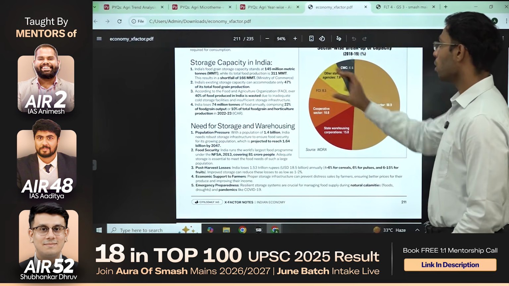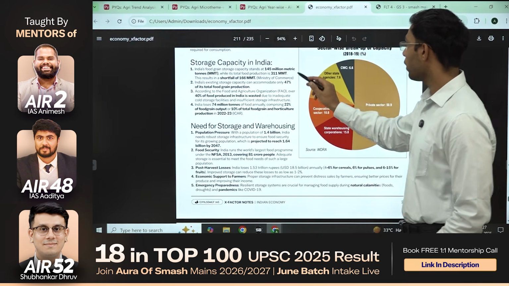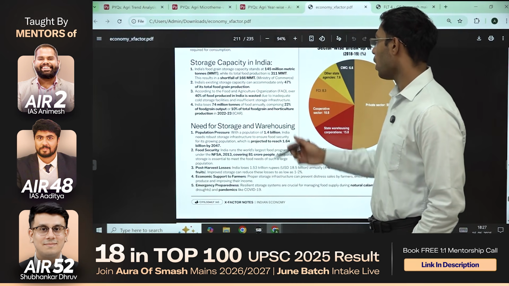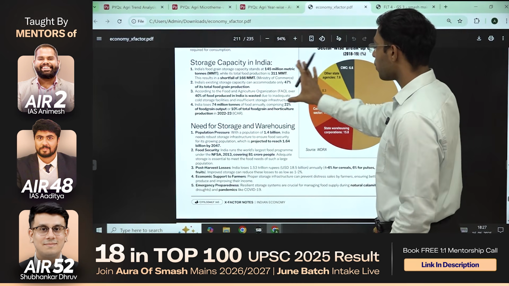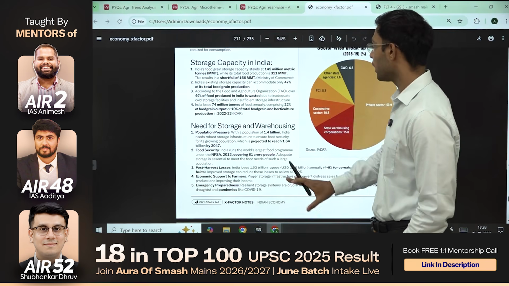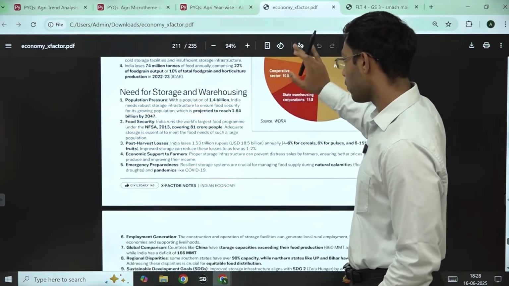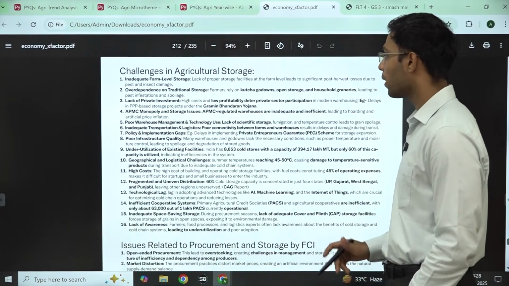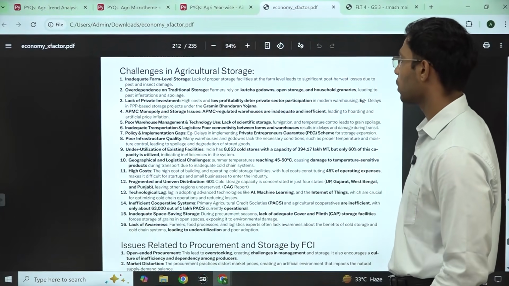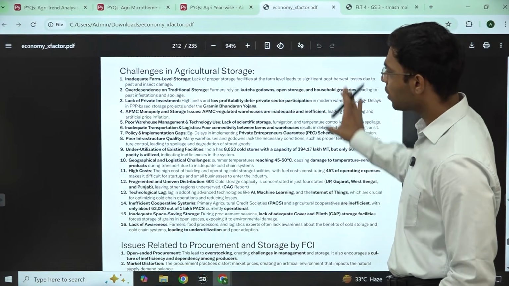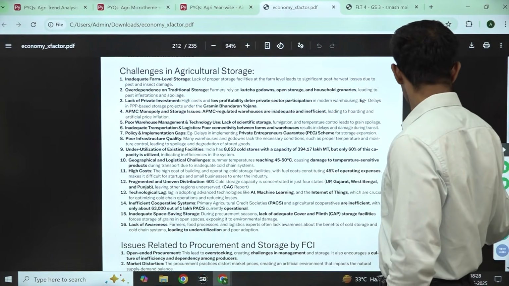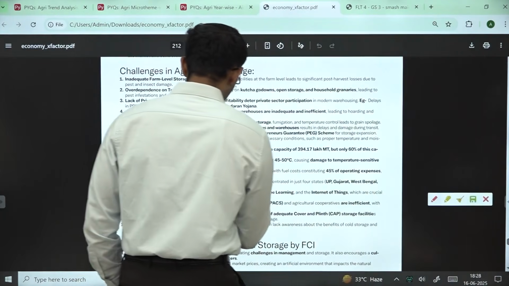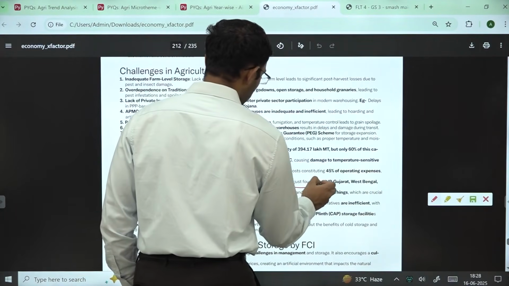So firstly, talk about the capacity. A lot of data and facts are given here. 1.5 million metric tons is the capacity, but production is at 311. So we must memorize these things so that we put them in our arguments, right? Then the need for storage and warehousing. Then this is the analysis part, right? So what are the negatives, the challenges in that? So over-dependence, APMC monopoly. These are the content that you know. But what we must get from this is this data: 60% of cold storage capacity is concentrated in just 4 states.